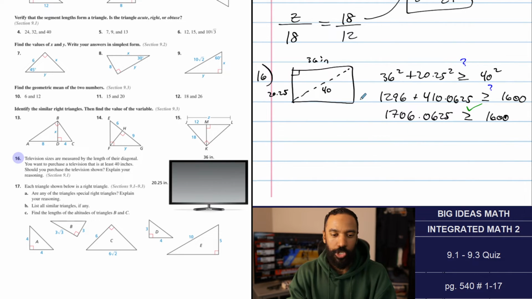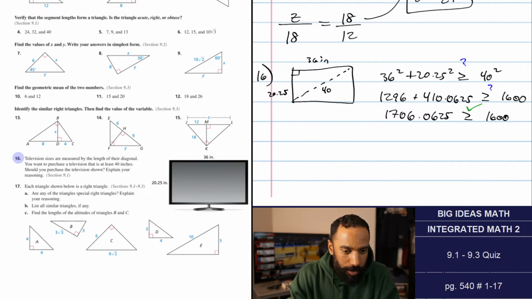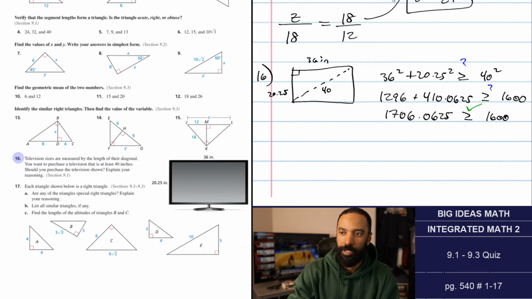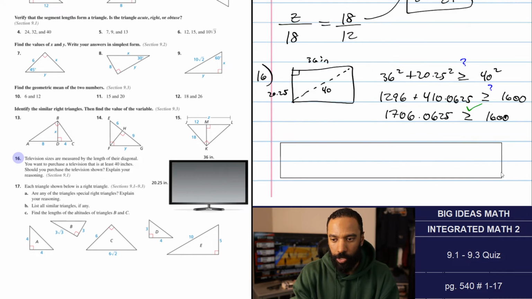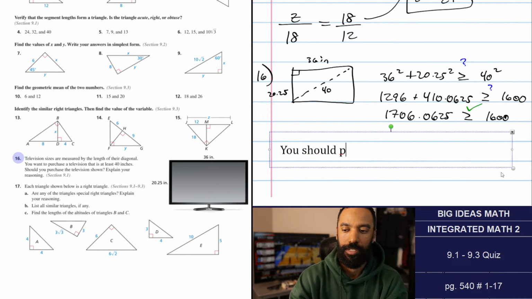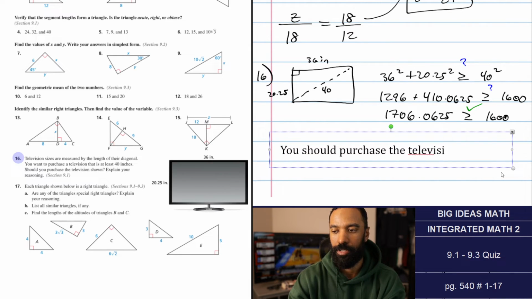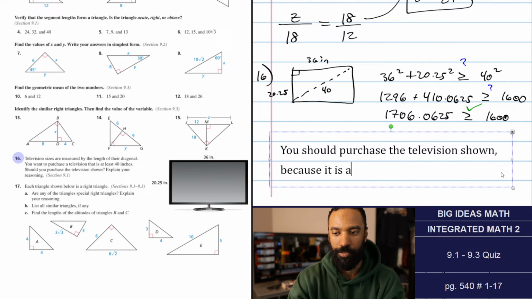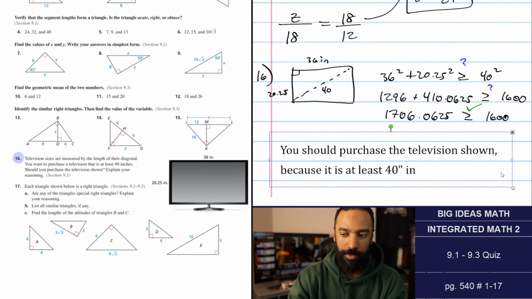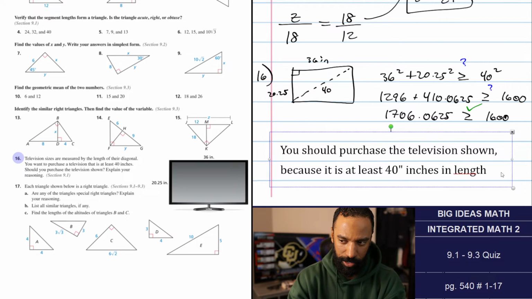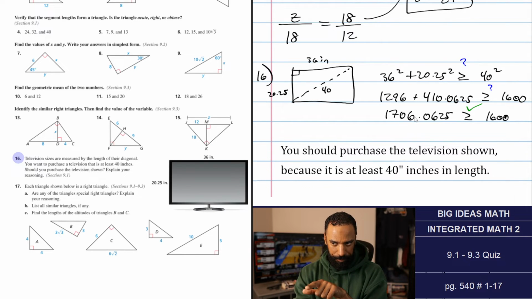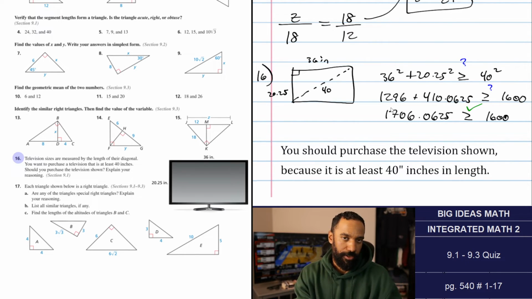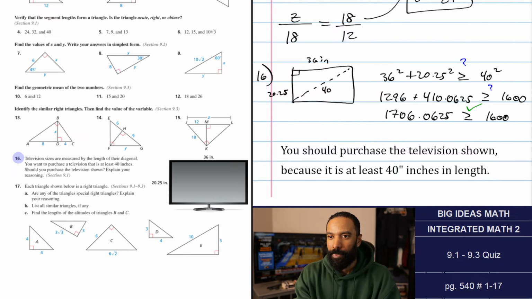So, should you purchase the television shown? You should purchase the television shown, because it is more than 40 inches in length. I'll say at least 40 inches length. Did I find out how many inches it was? No, I'd have to take the square root of that number right there. I don't know. I just know it's more than 40. And that's the idea.